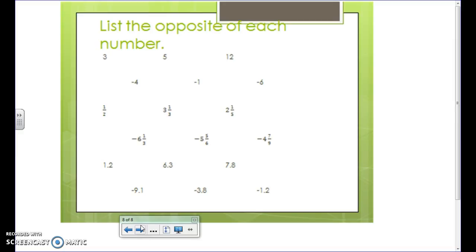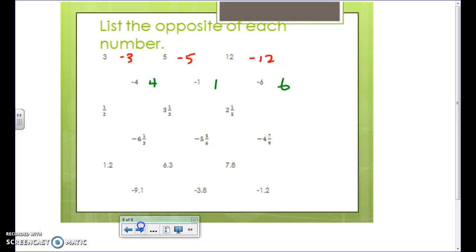So I know this 3 is a positive 3. I know its opposite would be -3. I see this 5 doesn't have a sign in front of it, so it must be positive. So its opposite would be -5. Positive 12, -12. -4, on the other hand, is already negative, so its opposite would be +4. The opposite of -1 would be +1, and the opposite of -6 would be +6.